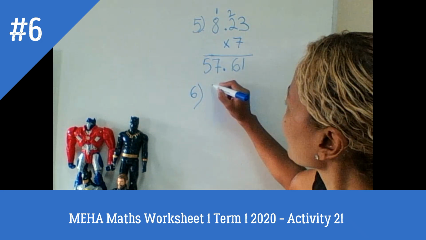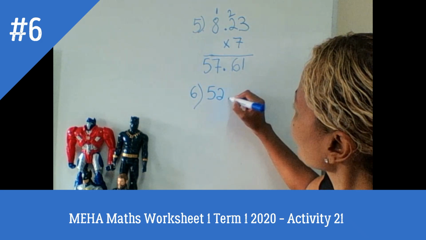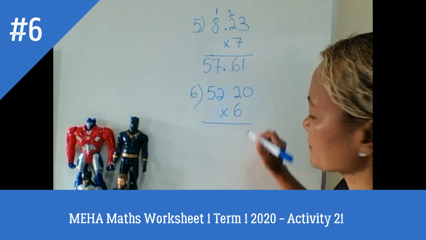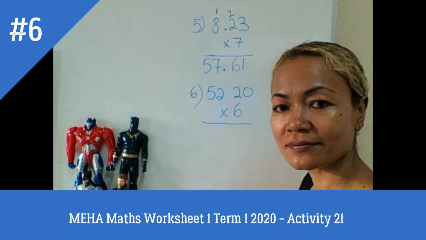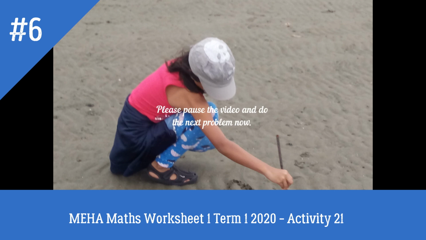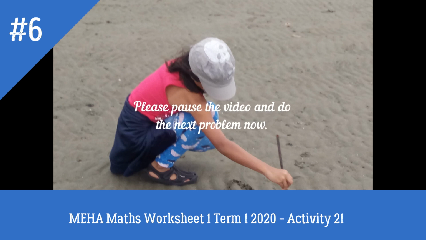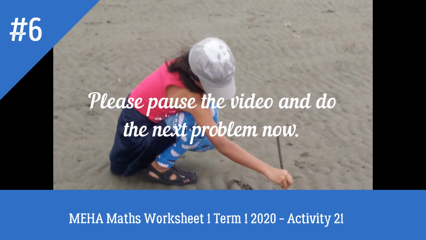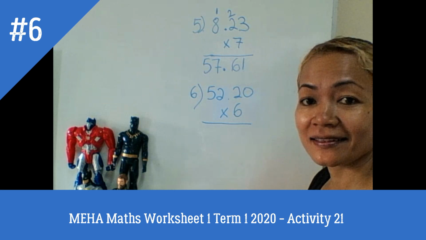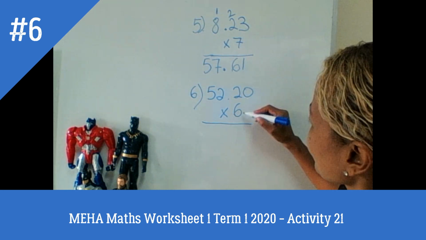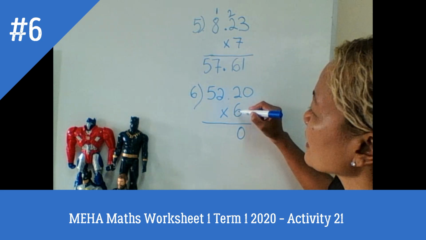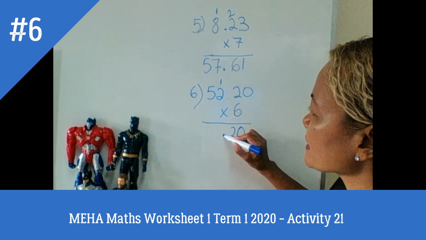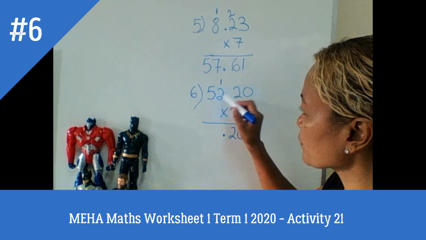Number 6. 52.20 multiplied by 6. I give you time to do it now. Have you done it? Okay. Let's continue. 6 times 0 is 0. 6 times 2 is 12. 2, carry 1. Then we put in the decimal point here, as we cross over the decimal point up there.